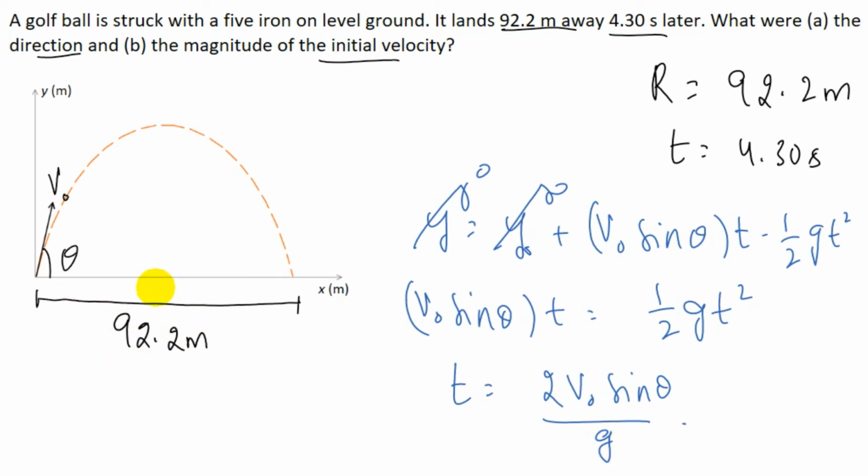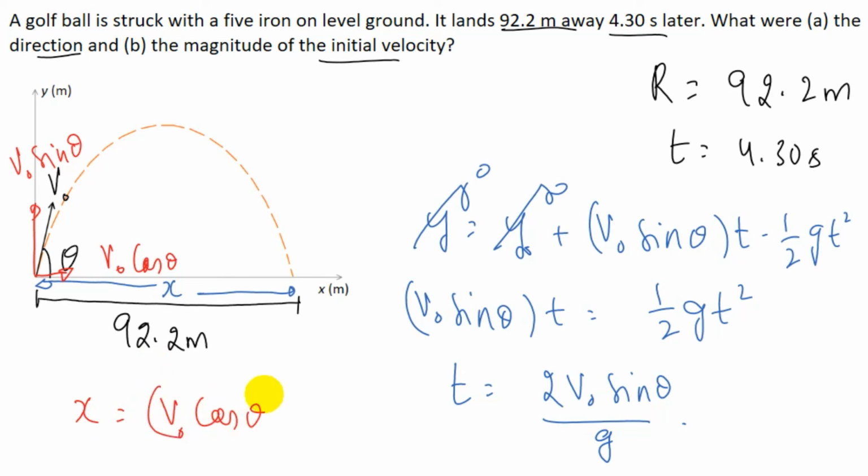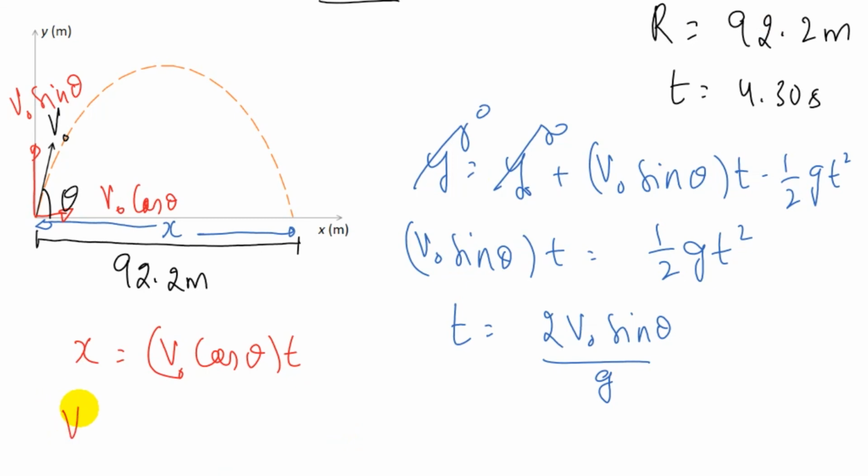Now what would be the expression for this distance x? For that we have to consider the horizontal motion. This will be the component of velocity in the horizontal direction, and this will be the component of velocity in the vertical direction. In the horizontal direction x will be v0 cosine theta times t, because there is no acceleration, so we can directly use this formula. Now v0 cosine theta will be x over t, and x basically is the range, so we can put it as r over t.